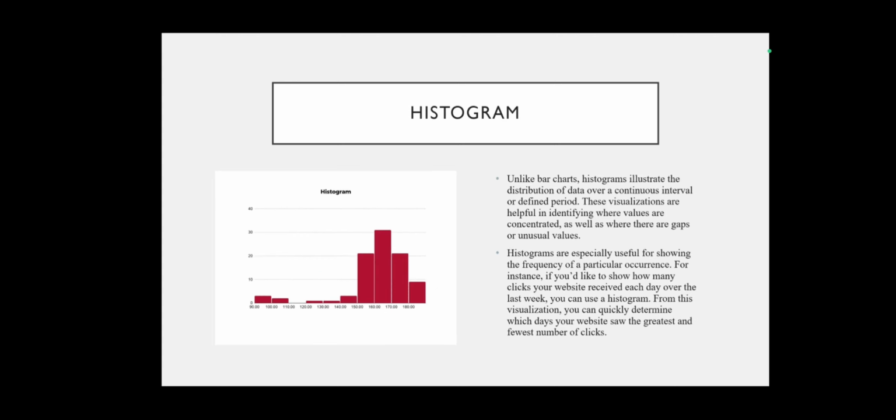Third one, histogram. Unlike bar charts, histograms illustrate the distribution of data over a continuous interval or defined period. These visualizations are helpful in identifying where values are concentrated, as well as where there are gaps or unusual values. Histograms are especially useful for showing the frequency of a particular occurrence. For instance, if you would like to show how many clicks your website received each day over the last week, you can use a histogram. From this visualization, you can quickly determine which days your website saw the greatest and fewest number of clicks. On the left side of the histogram, there is an image showing how it illustrates this.